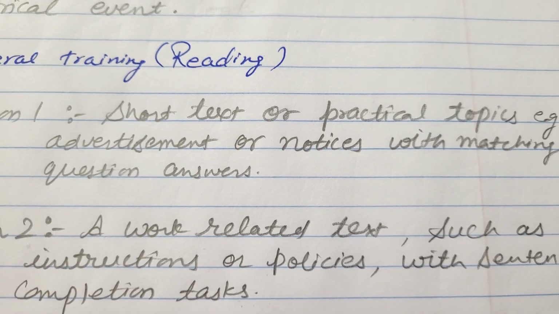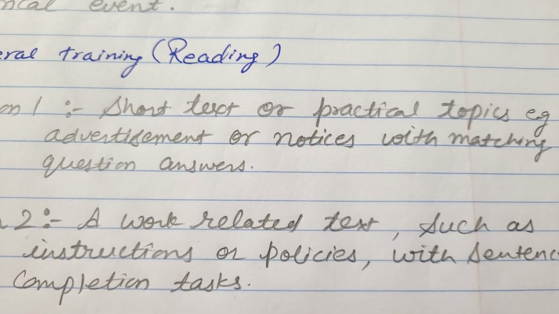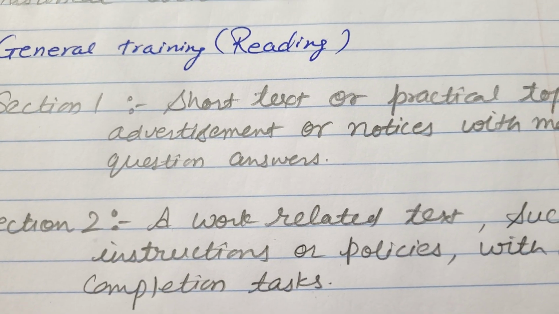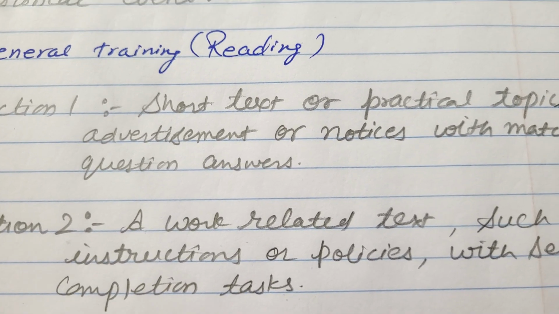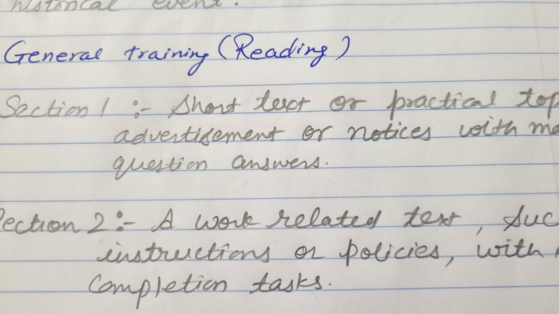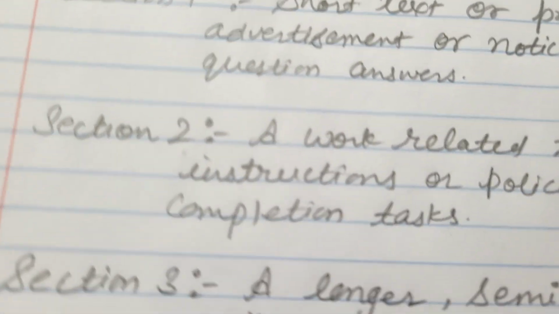Section 2 is a work-related text such as instructions, policies, and sentence completion tasks. So these are the important tasks for section 2. Please find these topics in your Cambridge books or any other material if you have it. If you are looking for extra material on websites or anywhere, you can practice on this too.